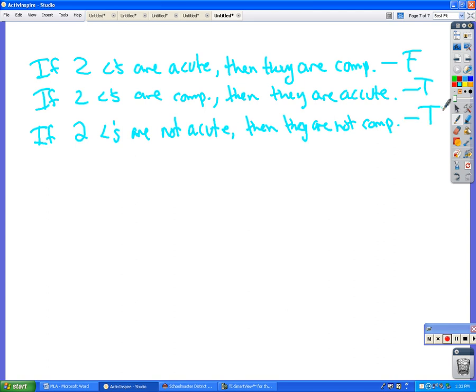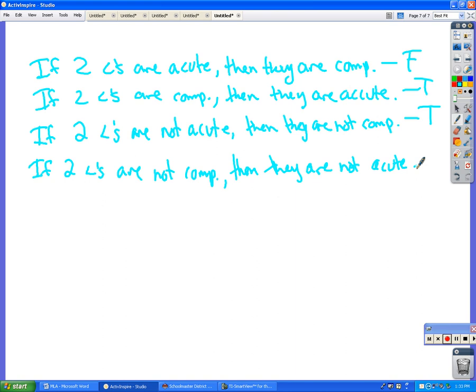And then the last one, the contrapositive. We can take the statement we just wrote, which we made negative already, and flip it around. So that would be: if two angles are not complementary, then they are not acute. True or false? False. So it's false, true, false, false, true, true, false. And it turns out that that's always going to be the case.